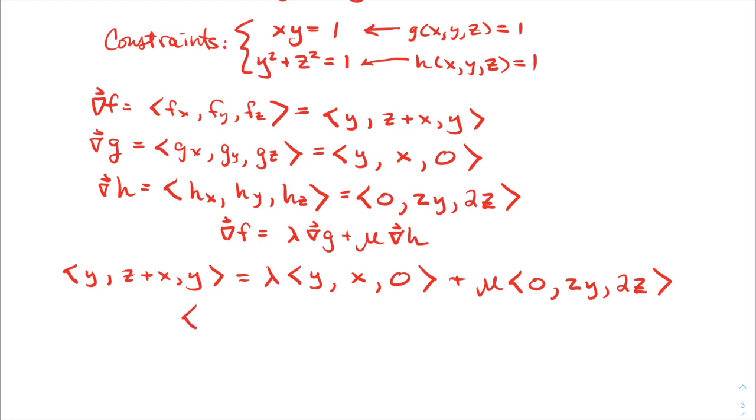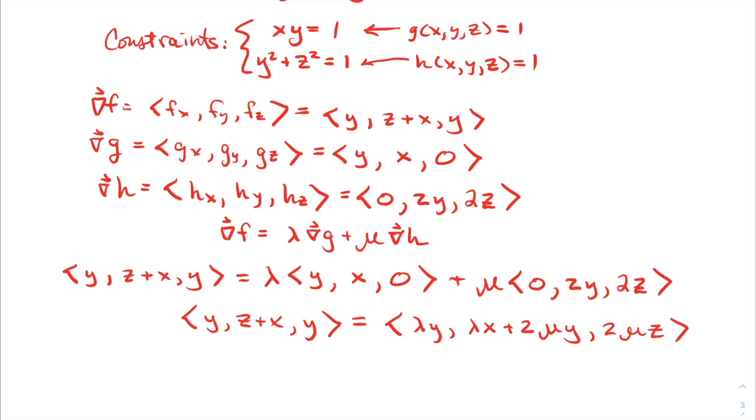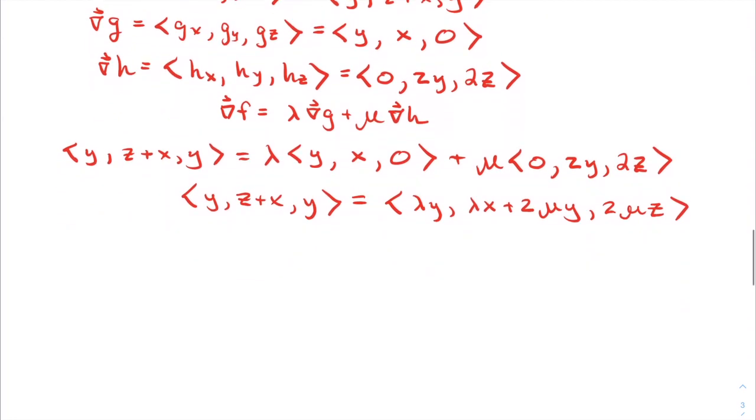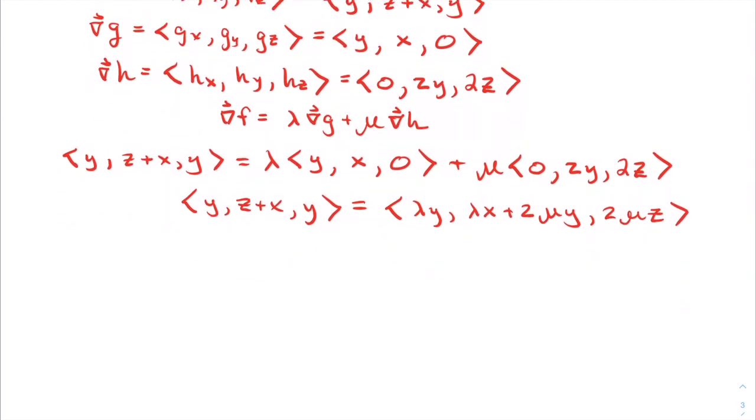Okay, and if we combine terms, it might look a little better. So the gradient of f is still yz, x, y, and that's equal to y lambda, or lambda y, lambda x plus 2 mu y, and 2 mu z. Okay, and that creates a pretty big system of equations.